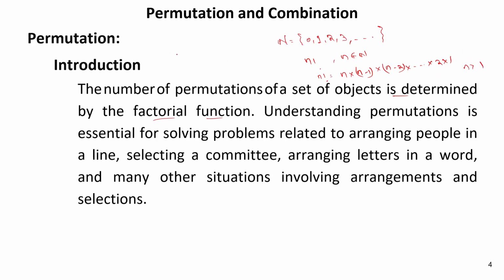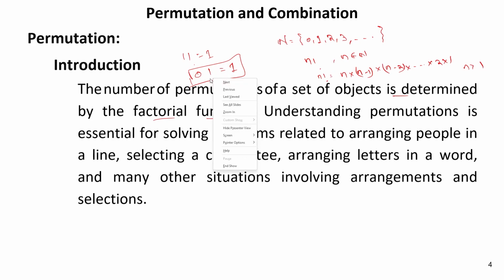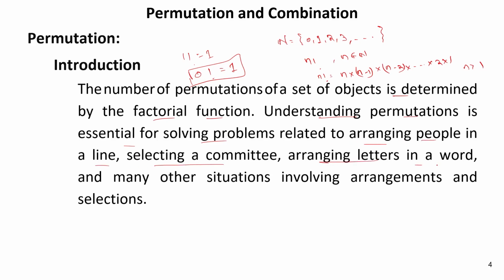1 factorial is equal to 1, and 0 factorial is also defined as 1. This is a fact you have to remember. You can't use the formula here. It is a fact that you need to consider. Understanding permutations is essential for solving problems related to arranging people in a line, selecting a committee, arranging letters in a word, and many other situations involving arrangements and selections.